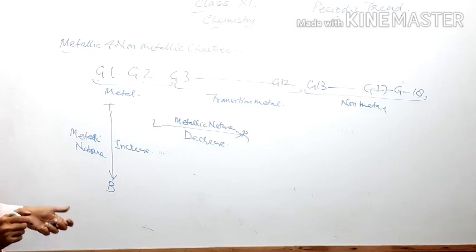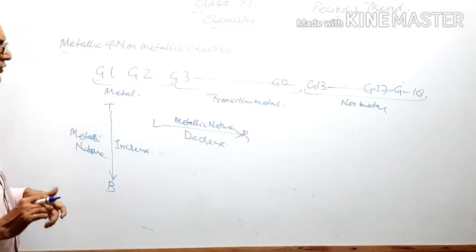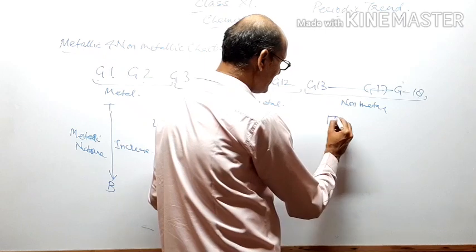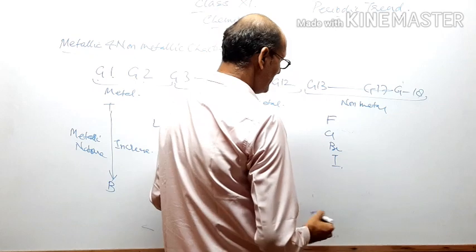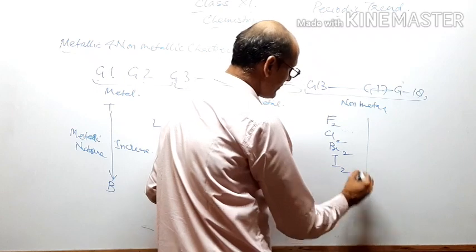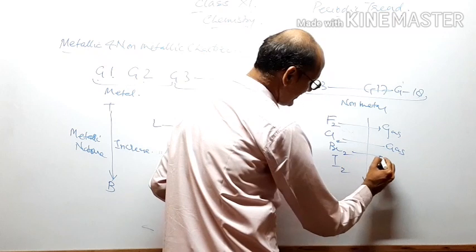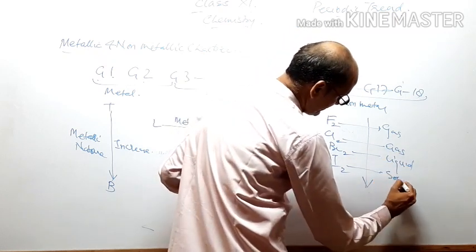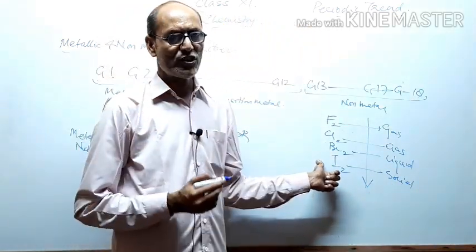How can you justify that on moving from top to bottom, metallic character increases? If you see the group 17 elements, they are F, then Cl, then Br, then I. In molecular form, F2, Cl2, Br2 and I2. This is a gas, this is also a gas, this is liquid and this is solid. Iodine is a crystalline solid and it has luster, shining.